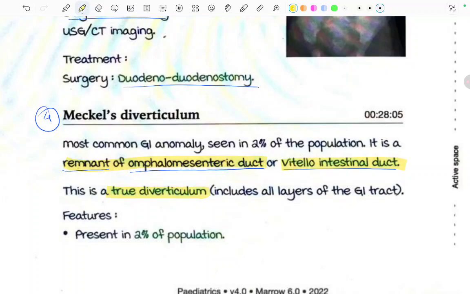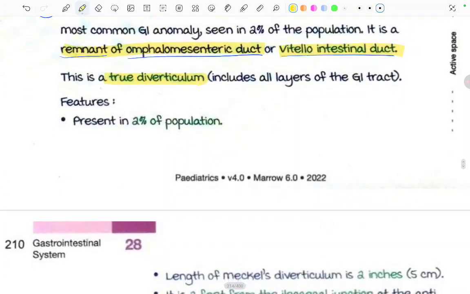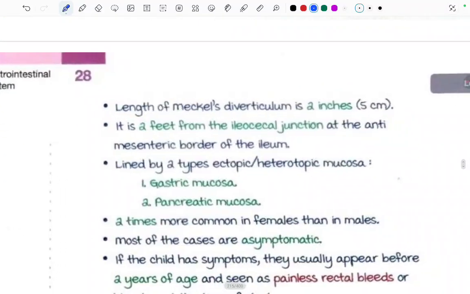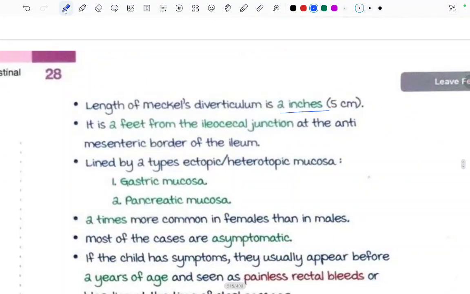This is a true diverticulum, includes all the four layers of the GI tract. Its features: present in 2% of the population. Length of the Meckel's diverticulum is 2 inches, that is 5 centimeter. It is 2 feet from the ileocecal junction at the anti-mesenteric border. This is important to remember, that it is present on the anti-mesenteric border of the ileum.